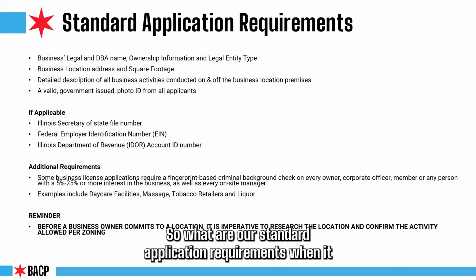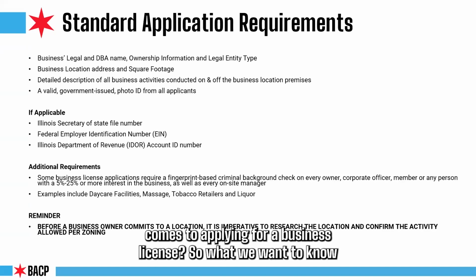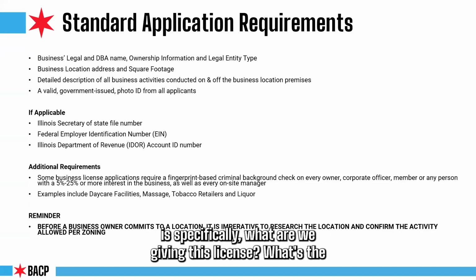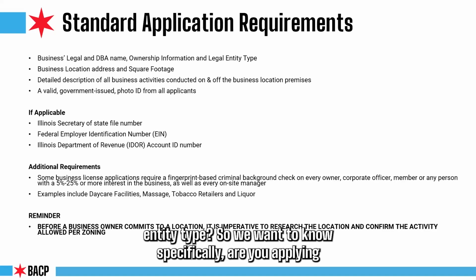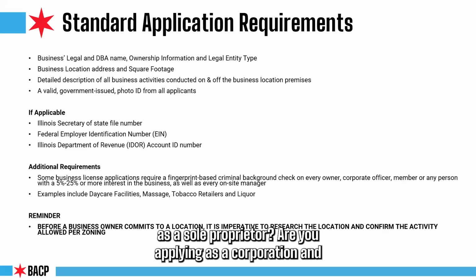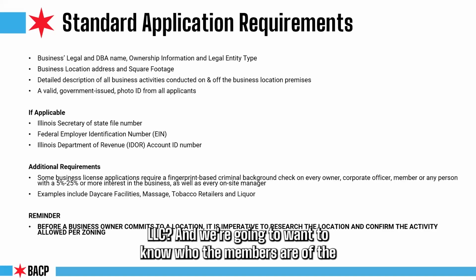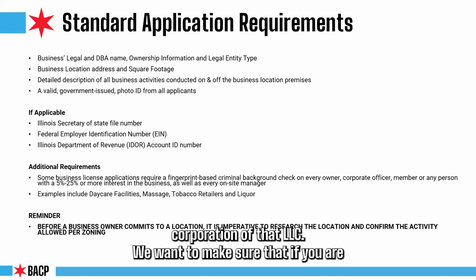Next slide, please. So what are our standard application requirements when it comes to applying for a business license? What we want to know is specifically, what are we giving this license? What's the legal name? What's the DBA, the ownership information, the legal entity type? Are you applying as a sole proprietor? Are you applying as a corporation, an LLC? And we're going to want to know who the members are of the corporation or the LLC.